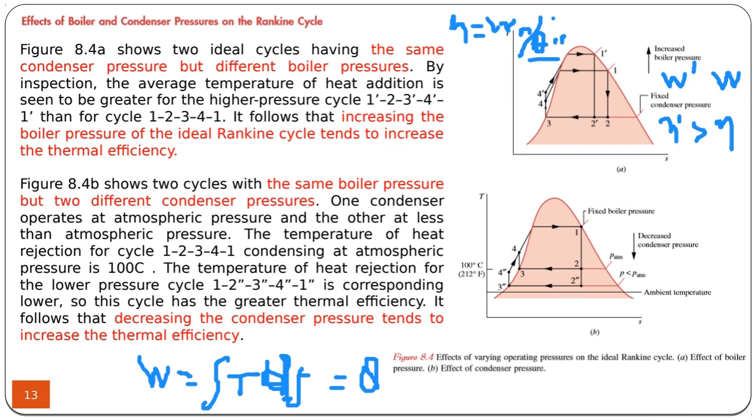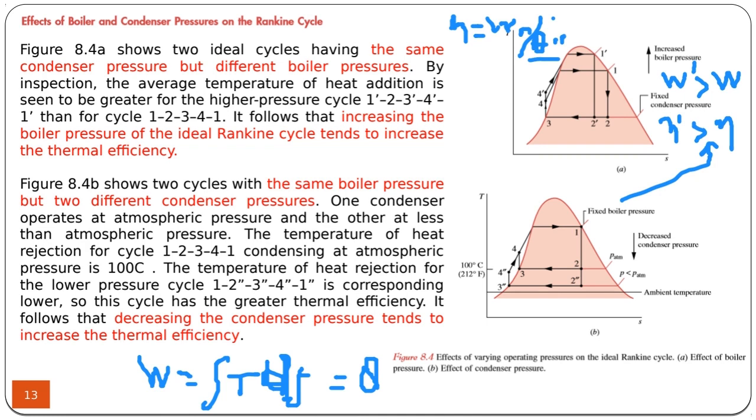So our objective is to increase the work so that the efficiency can also be increased. Another way is to decrease the condenser pressure. So in the first one, you have an area like this. In the second one, if you lower the condenser pressure, you have a larger area, meaning that also here, if you have a lower pressure, you have a higher work or higher efficiency.